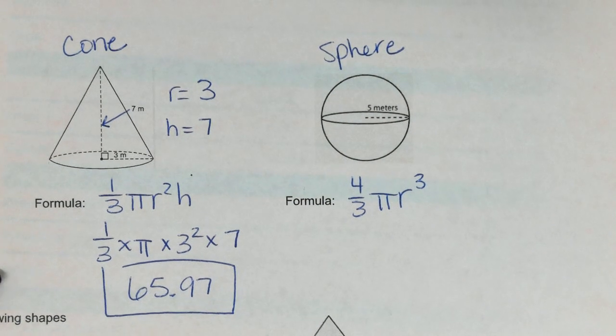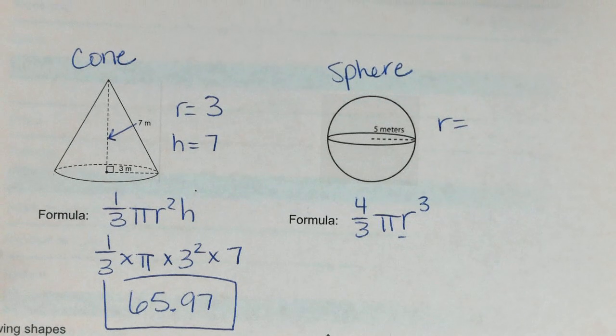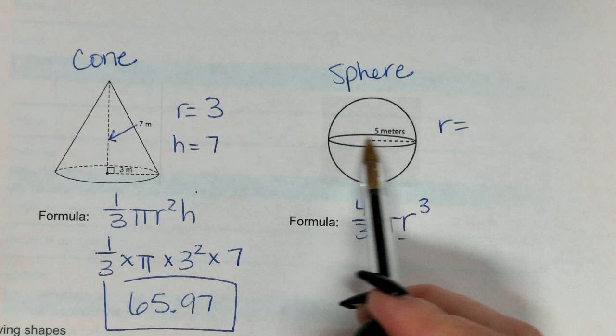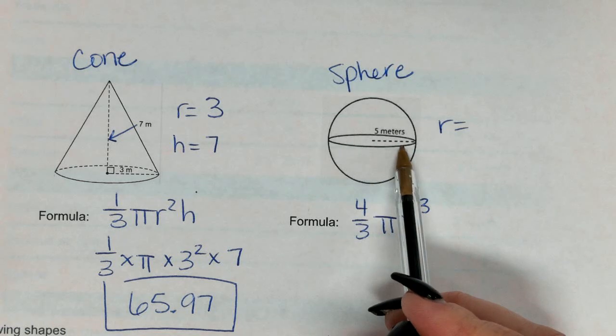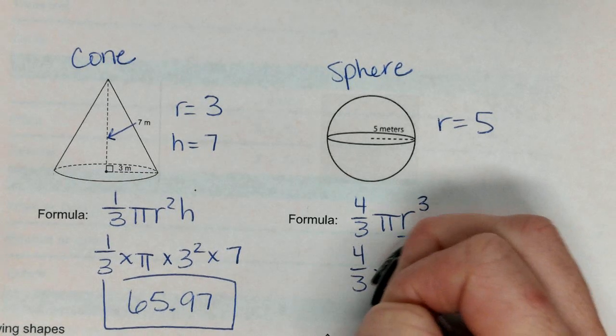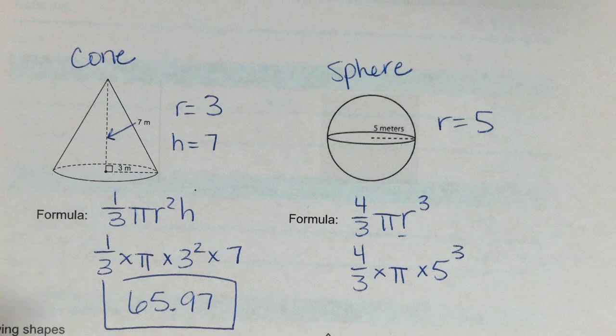For this formula, all I need is a radius, an r. Did they give me a radius or did they give me a diameter? They gave me a radius, which is halfway through, so 5. 4/3 times pi times 5 to the 3rd power.